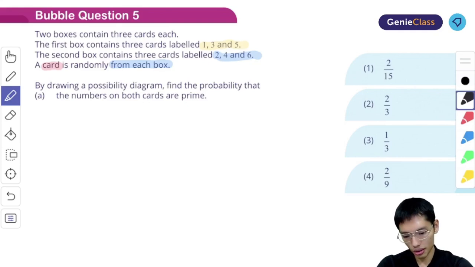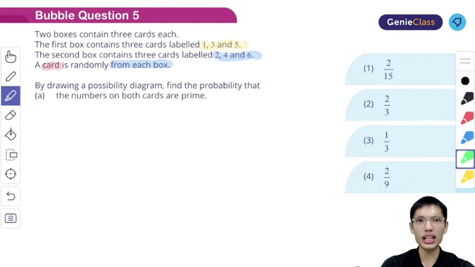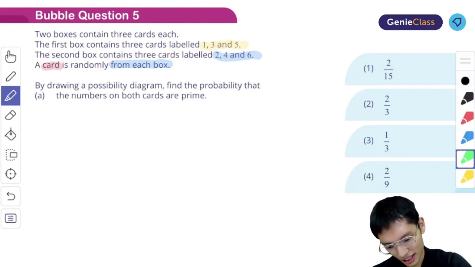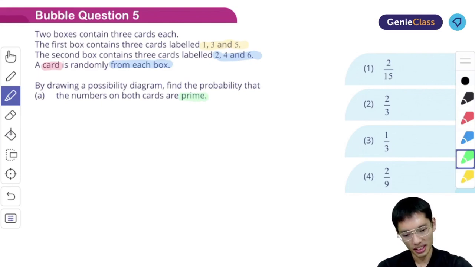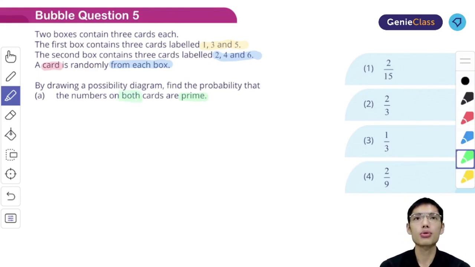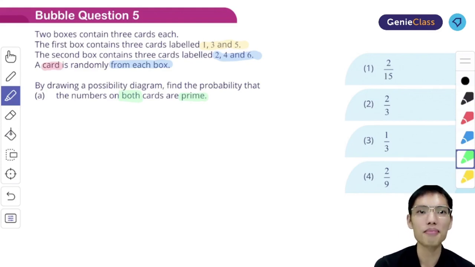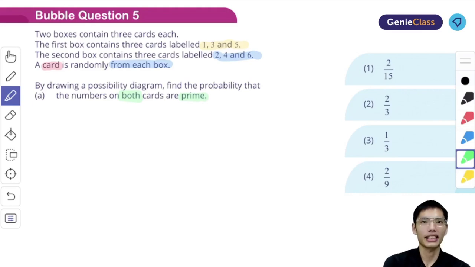And take a close look. This is a very typical question, and in fact, boils down from Sec 1. During exams, the teachers will like to use this. Both cards prime. What does it mean to be a prime? I need both cards to be a prime number. They like to use this trick a lot. I repeat, a lot.